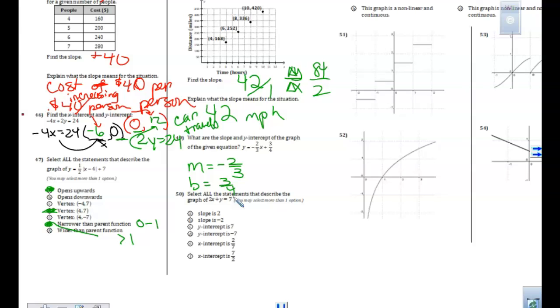All right, so Sarah, starting off on this one, selecting all the statements. First off, it's not written in slope-intercept form, right? So could we rewrite it in slope-intercept form? What would it look like?